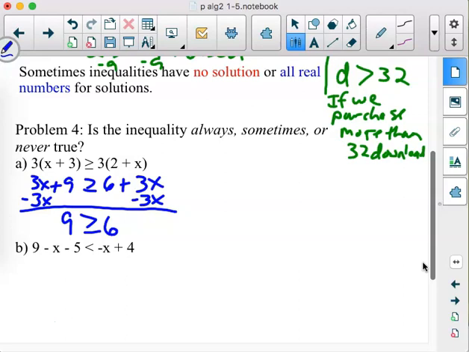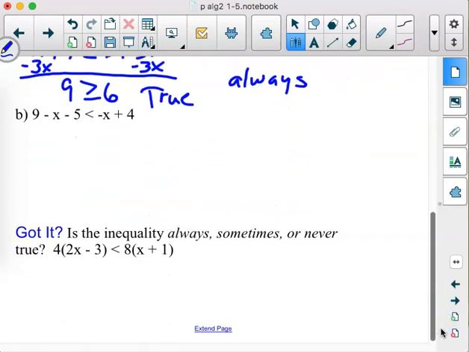So if we get an inequality that is always true, then there's going to be infinitely many solutions here. In fact, it doesn't matter what number you put in for x, it's always going to work, is what that says. So this is our always. Our sometimes is what feels normal. x is greater than 3, x is less than -1. Those things feel normal. That's sometimes.